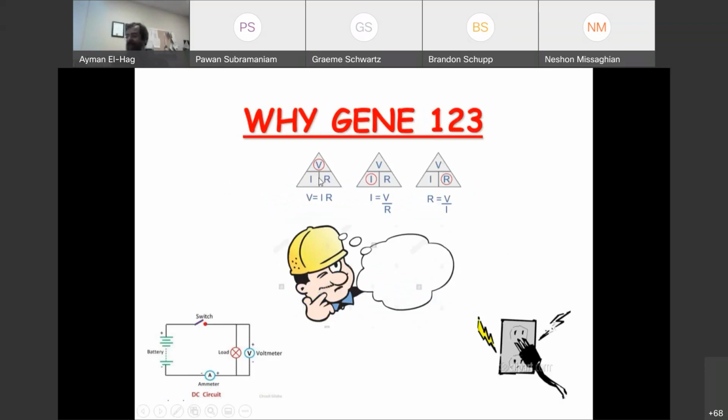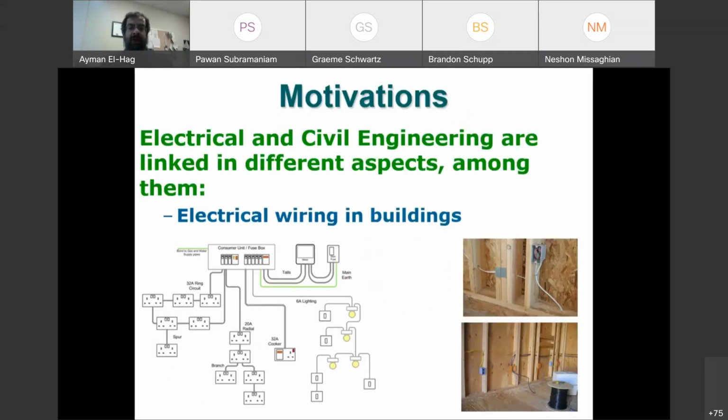So this is a valid question. I am a civil engineer. I want to work on construction, bridges, whatever my discipline will be. Why do I need to worry about voltage, current, resistance, circuits, these types of things? What is the relationship between these concepts and my discipline as a civil engineer?